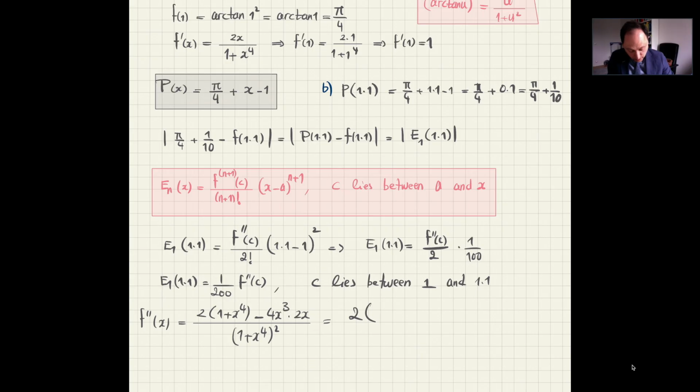So I factor a 2 out, so it becomes 1 minus 6. Let me write it in 2 steps. So it becomes 2 minus 2 minus 8, which is minus 6x to the 4, and then divided by 1 plus x to the 4, to the power of 2. I factor a 2 out, it becomes this. Yes? Okay, to the power of 2.